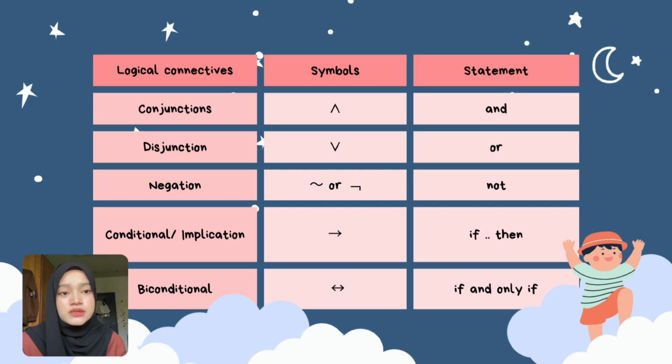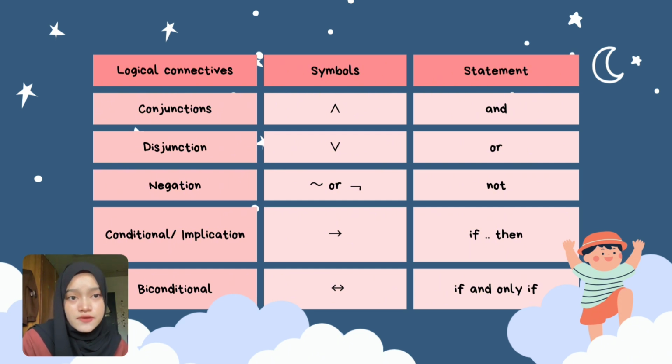For example, if we say P and Q, it means both P and Q must be true. Next is disjunction, represented with that symbol, which means or. This indicates that at least one of the statements P or Q is true. The third one is negation, symbolized by that symbol, which means not. It negates the statement. So for instance, not P means P is false.